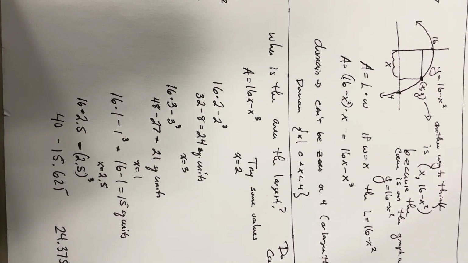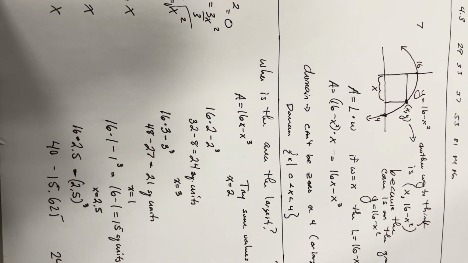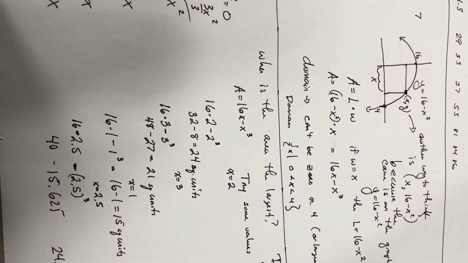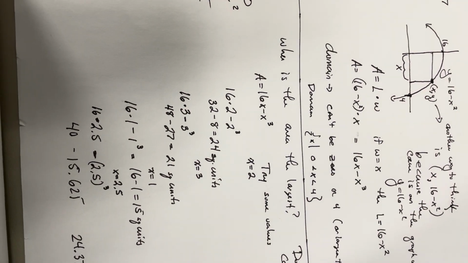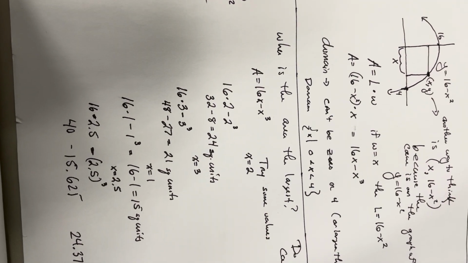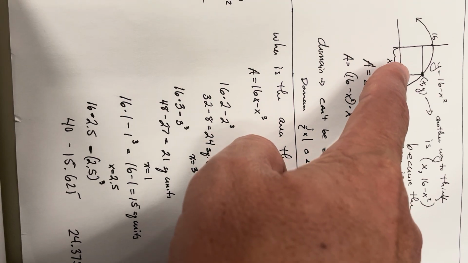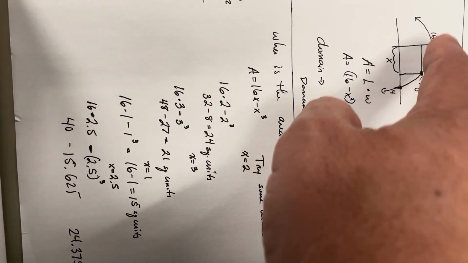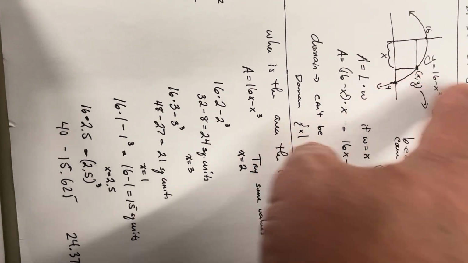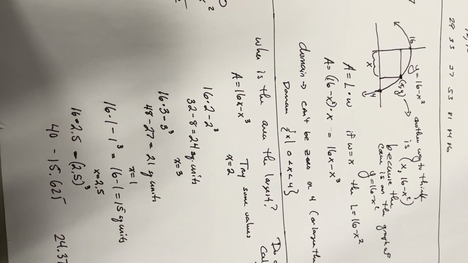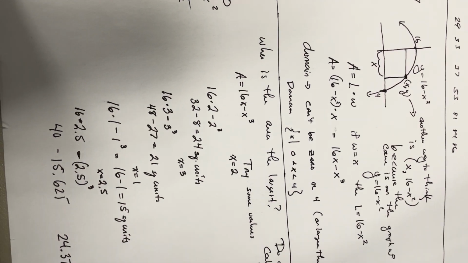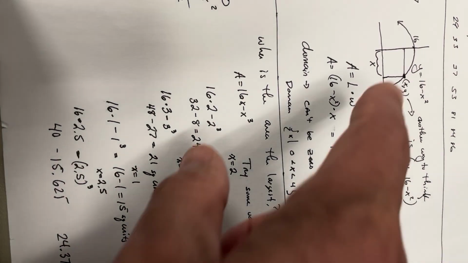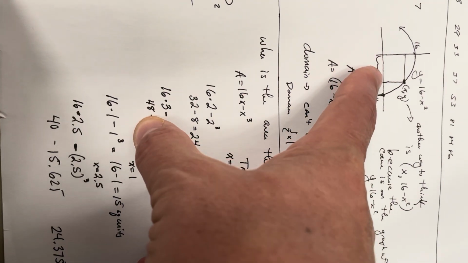Hi everybody. So I am working on problem number 7 from section 3.6, and basically what's going on is you have a square or a rectangle inscribed in the equation y is equal to 16 minus x squared, and our goal is to write the area function as a function of x, where x is the distance along the x-axis.